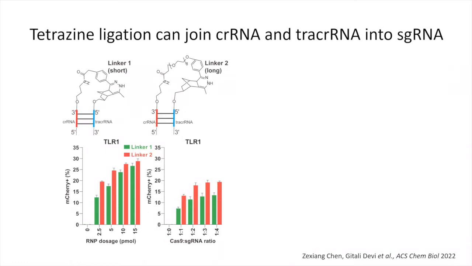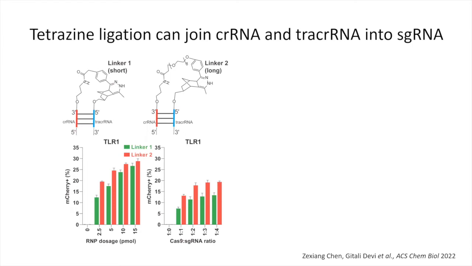We introduced a tetrazine onto the 3' end of a CRISPR RNA, and we used a norbornene phosphoramidite on the 5' end of tracer. Norbornene is fully compatible with all the conditions of synthesis and deprotection of oligonucleotides, so we didn't have to do anything post-synthetic to those strands to make a norbornene functionalized tracer RNA. And you can see that adding a PEG-8 spacer produced a little bit of extra activity if you compare the red bars, which are linker 2, to the green bars, which are linker 1, at different total dose of RNP into the cells, or different ratios of Cas9 to the single guide.